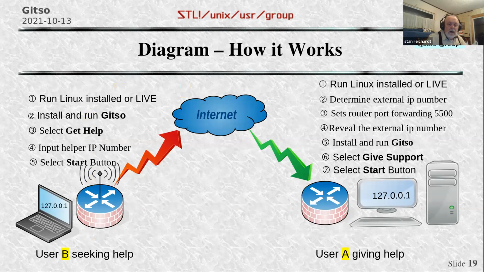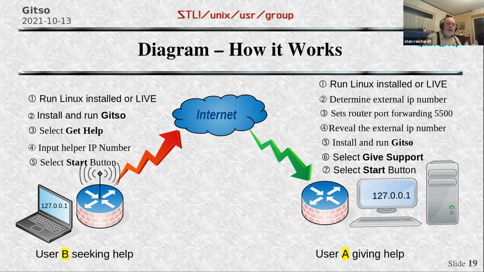I've done a little diagram of how that works. The person on the right is the one giving help. He runs Linux either live or from an installed machine. He determines his external IP number, and he has to set the router to port forward to 5500. That's the port it uses. Then he reveals the external IP number to the person seeking help. He runs Gitso, selects the Give Support section, and selects the start button.